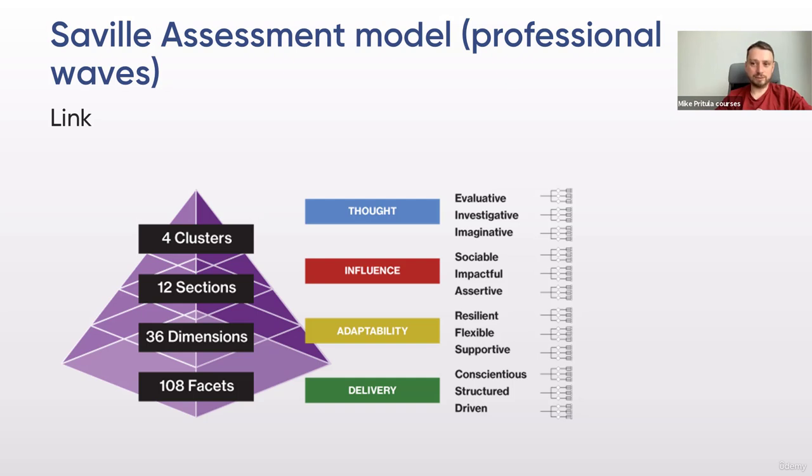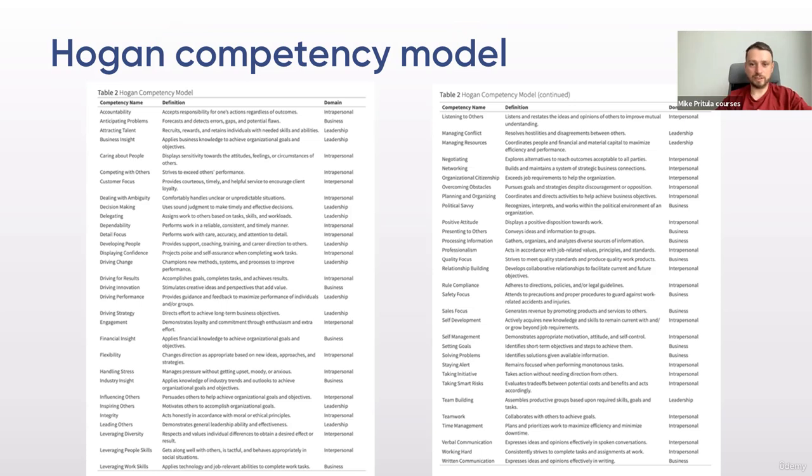There's also Savell Assessment and Professional Waves. You might encounter them if you deal with some American companies. I haven't come across any mentions of them in Russian. It's not very popular or well known here. That's about the most you'll run into out there.